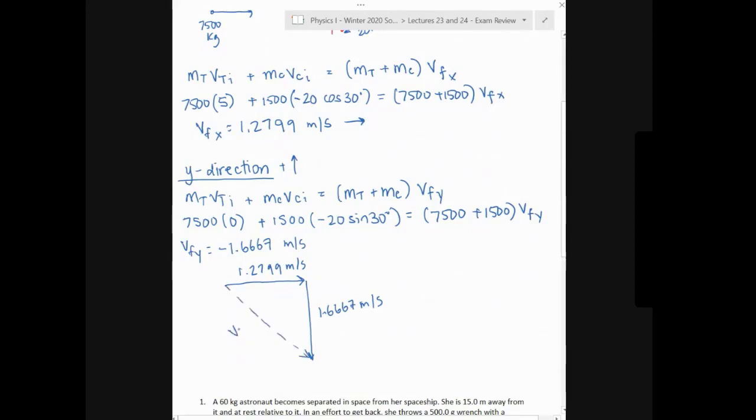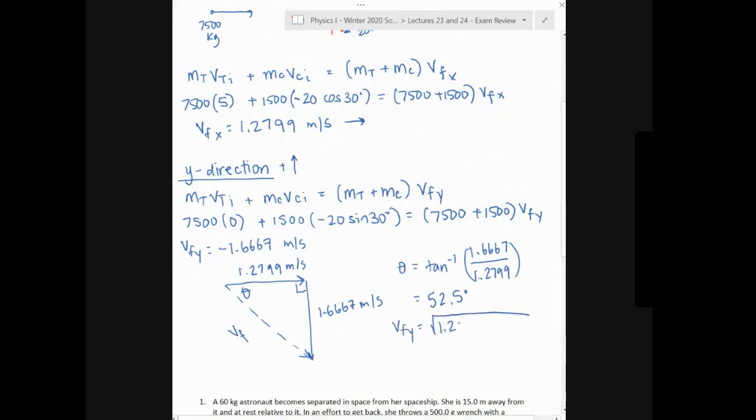And then this is my resultant velocity. So this is my v final. So I have to find my angle so I can state my direction and also my magnitude. So I'll start with the angle. So I'll say theta is equal to the tan inverse of opposite over adjacent. And I get 52.5 degrees. And then I can solve for v final also. And I'm using Pythagorean theorem here.